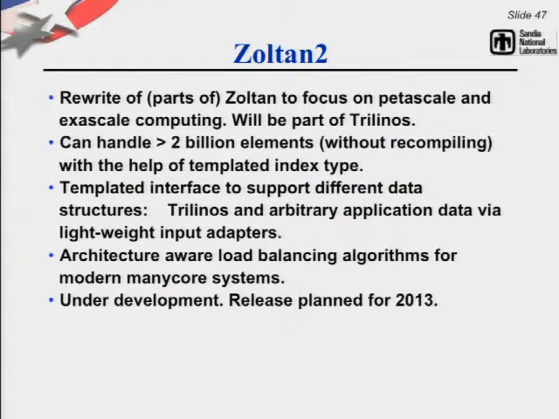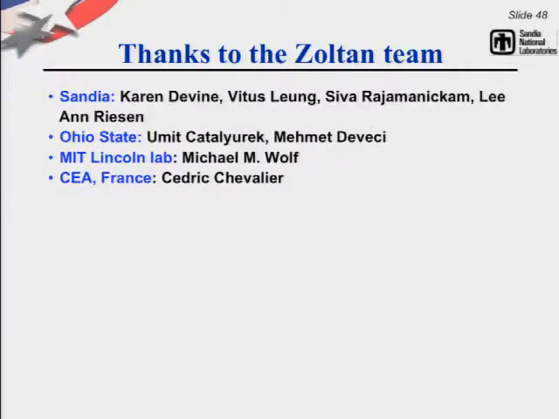One major objective is to support more than 2 billion elements, because some people are running into this 32-bit limit. Zoltan was really designed to work with 32-bit machines. Templating is a nice way to allow 64-bit and 32-bit to coexist at the same time. So you can say my index type is int, or long, or int64, or whatever kind of indexing type you want to use. This is something that we're working on, but it's not released yet. I just wanted to mention it.